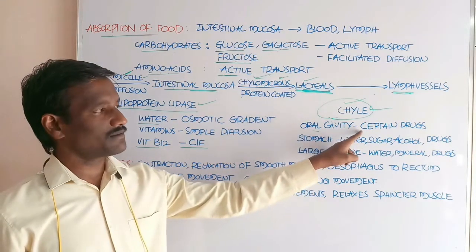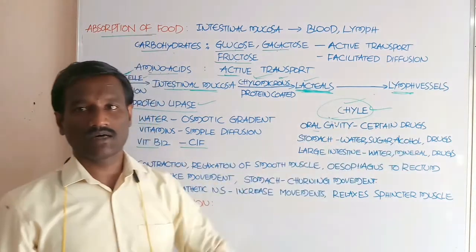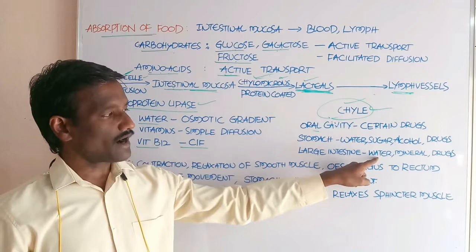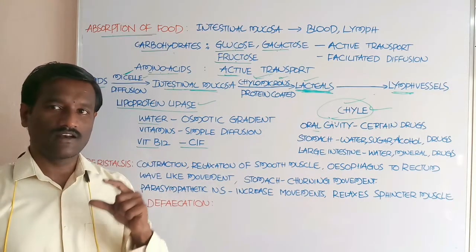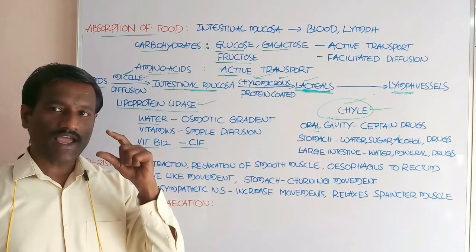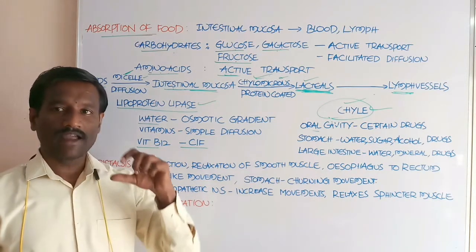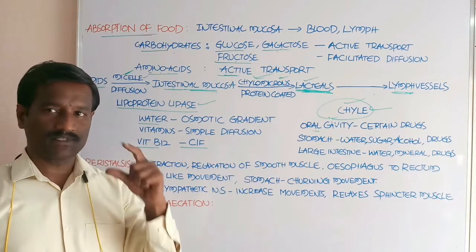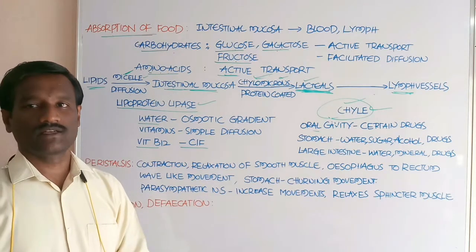The oral cavity absorbs certain drugs. The stomach absorbs water, sugar, alcohol and drugs, and the large intestine absorbs water, minerals and drugs. Okay students, most digestion occurs in the region of the small intestine, and the small intestine also helps in absorption of the digested food particles. Next, any undigested, unabsorbed substances present in the large intestine are moved into the rectum.